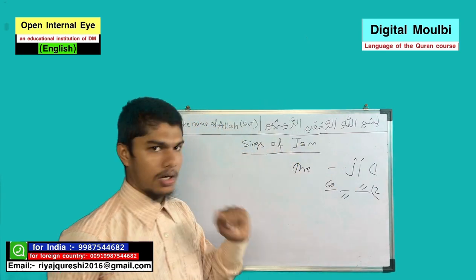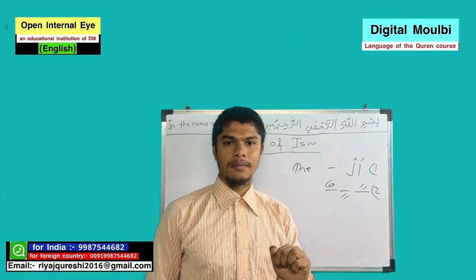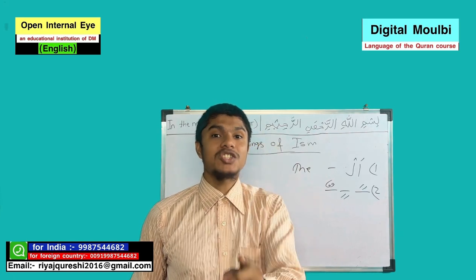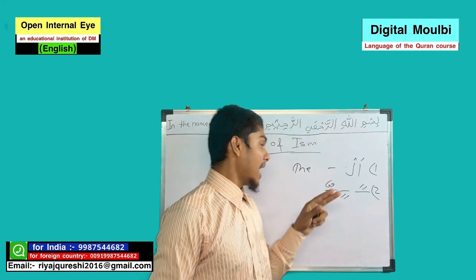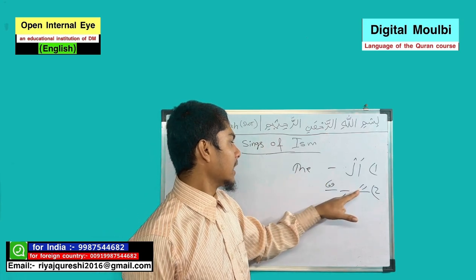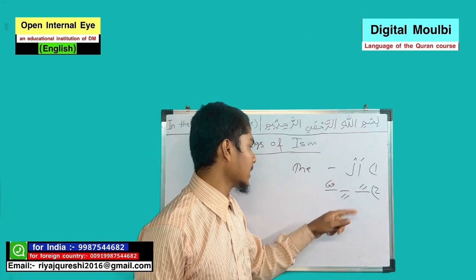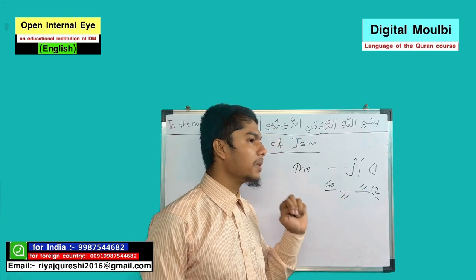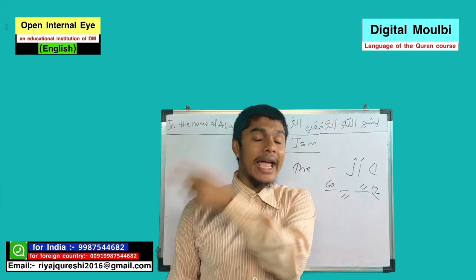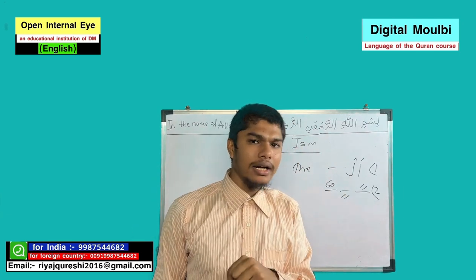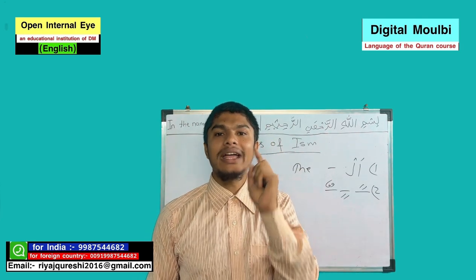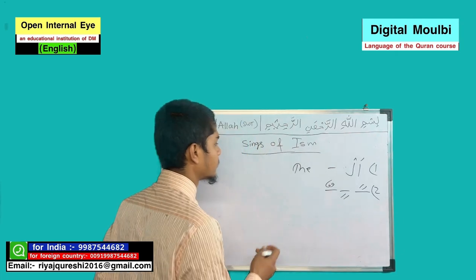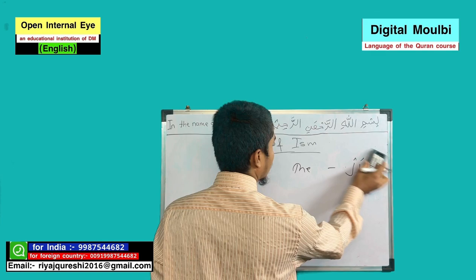You can say if a word has alif lam in the beginning, that word must be an ism. And if a word has one of these tanween, jabar, zer, do jabar, do zer, do pesh, at the end, that word must be an ism. I will give you examples that will help you understand easily. So let's learn alif lam first.